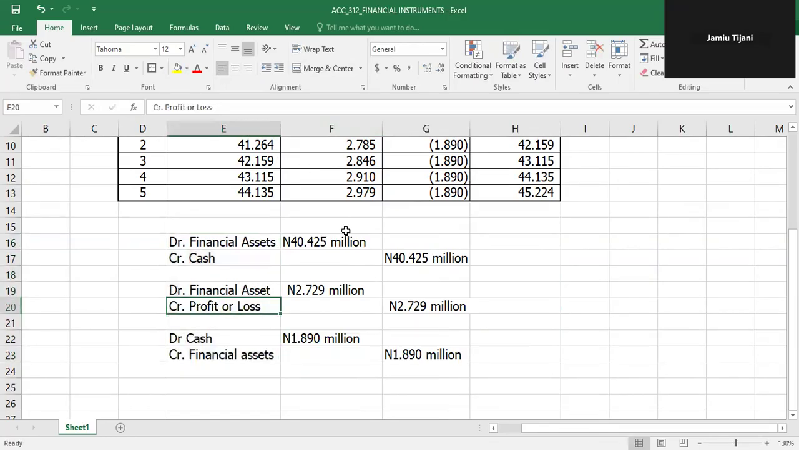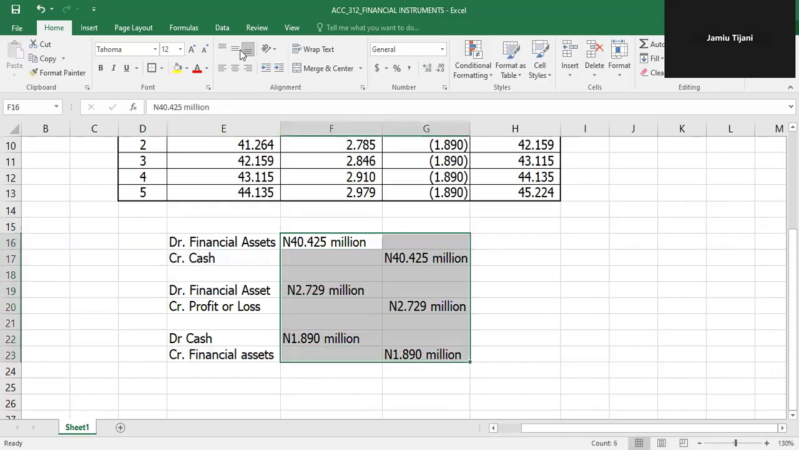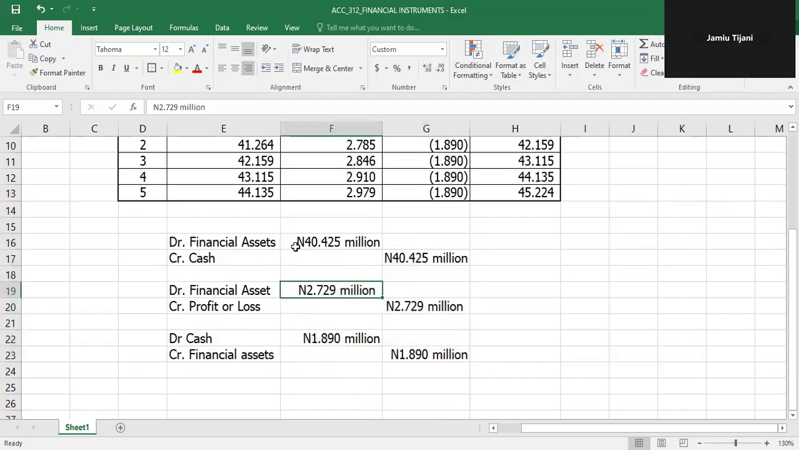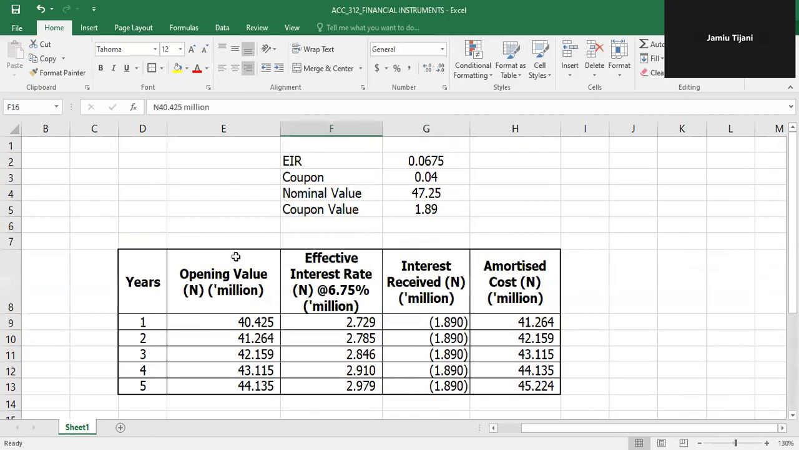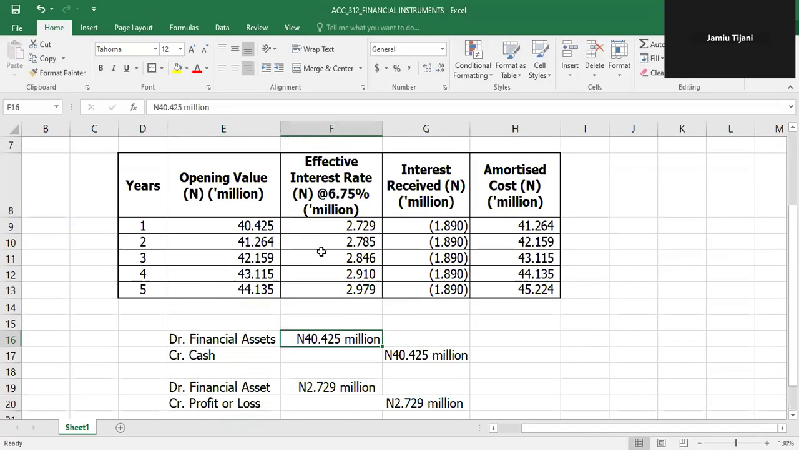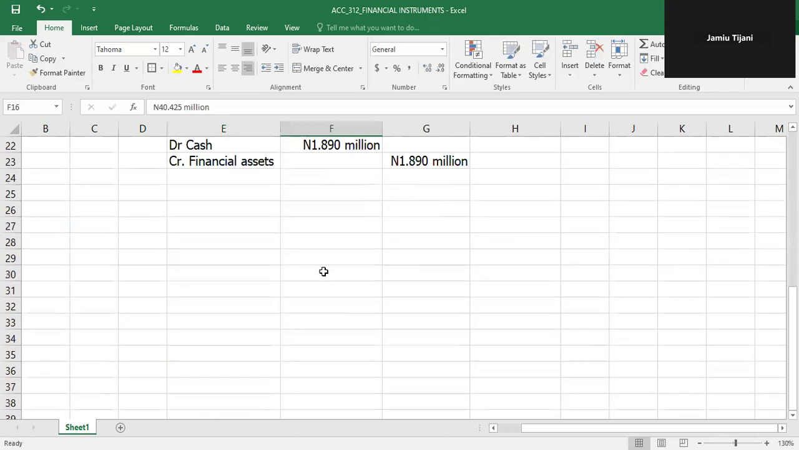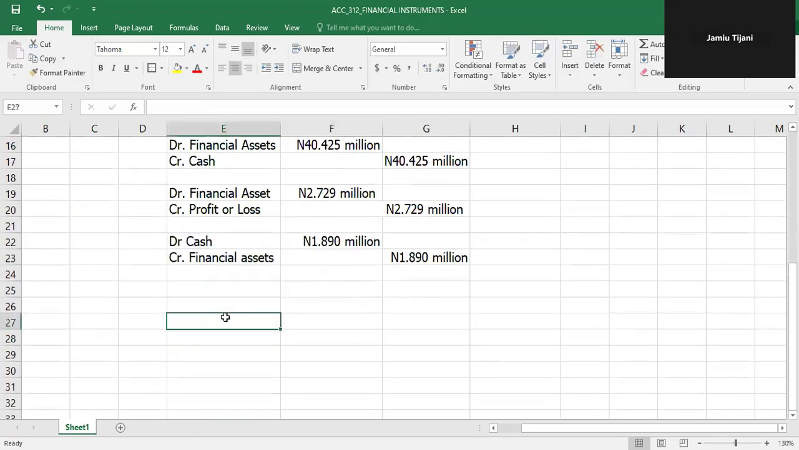These are our accounting entries, and you place those figures where they are supposed to be. So these are the accounting entries, and this is what we have. So that is for the Sapa bond. However, for the Steeze bond, we don't have to travel this route at all.